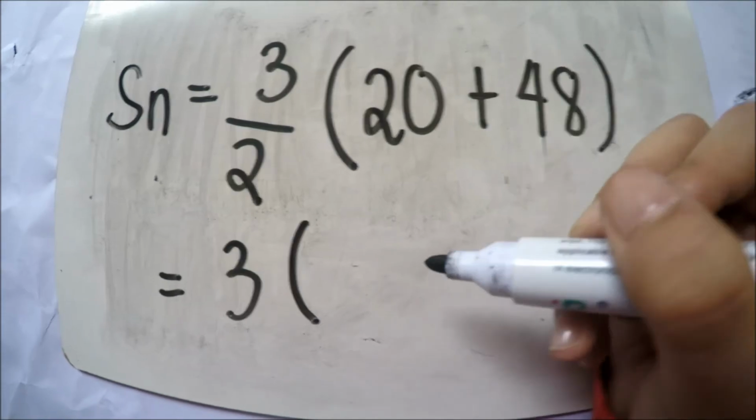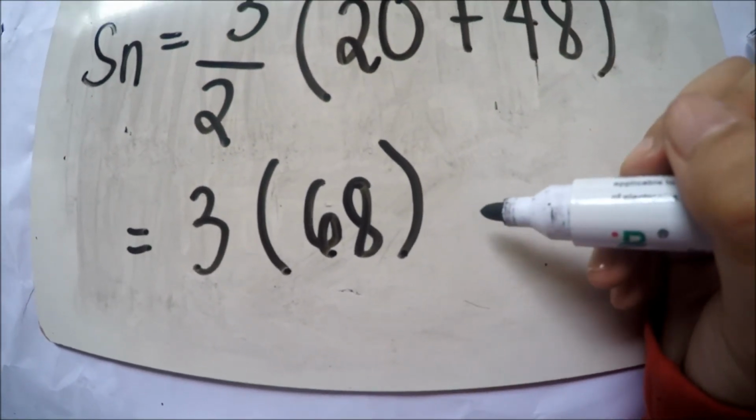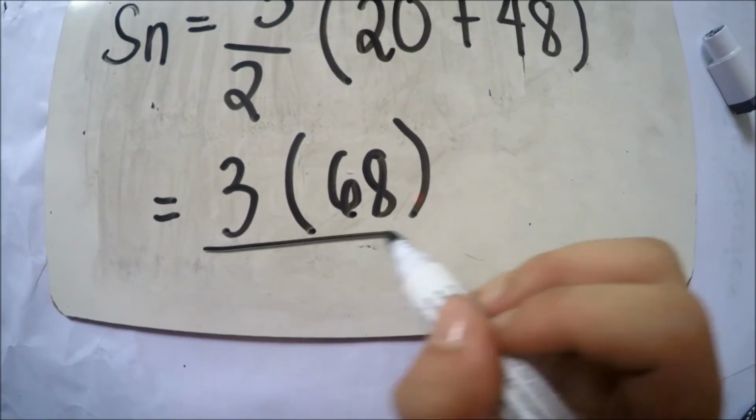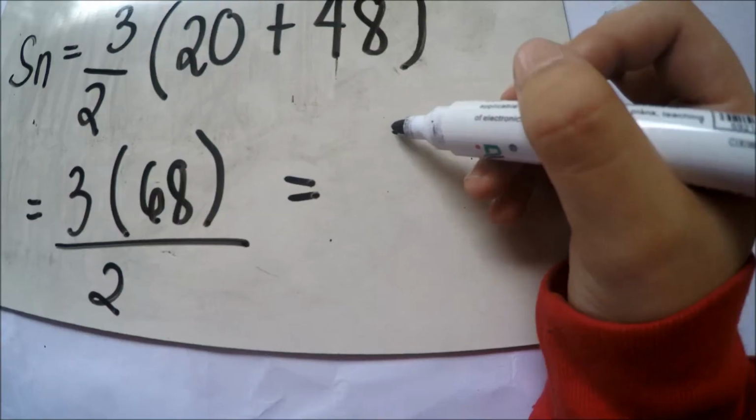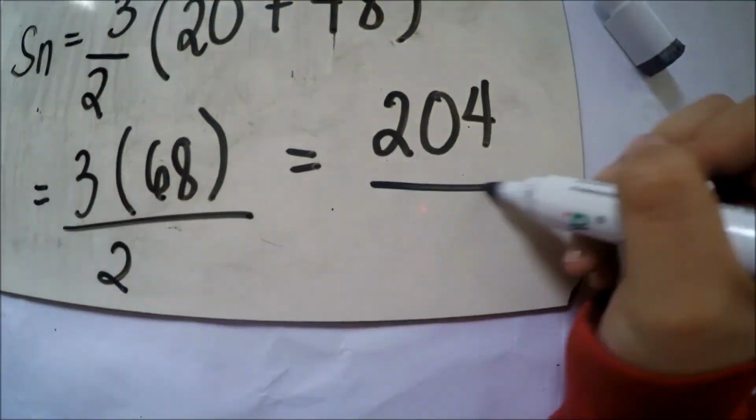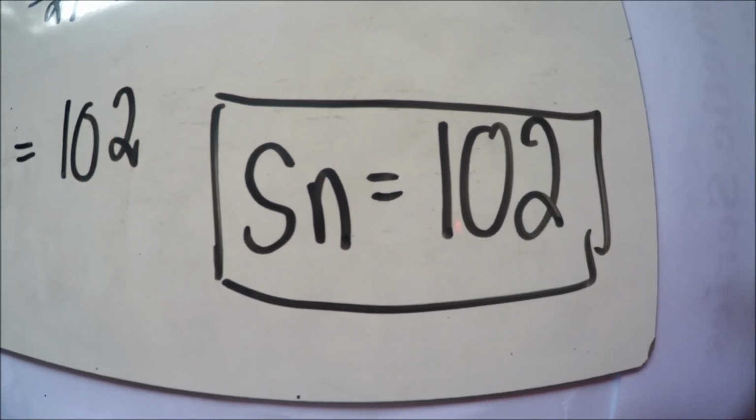You put in the formula 3 as the number of terms because there are only 3 terms in the sequence, 20 as the first term, and 48 as the last term. Since the denominator isn't divisible by the numerator, just simply add the numbers in the parentheses: 20 and 48, which gives you 68. And then divide by the denominator. 3 multiplied by 68 is 204. Divided by the constant denominator, which is 2, is 102. And there, 102 is the sum of all the people living in the building.